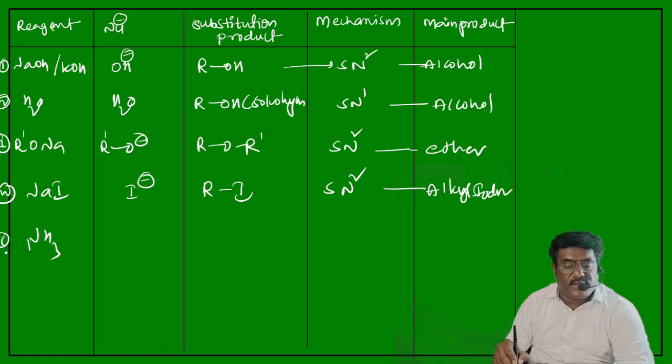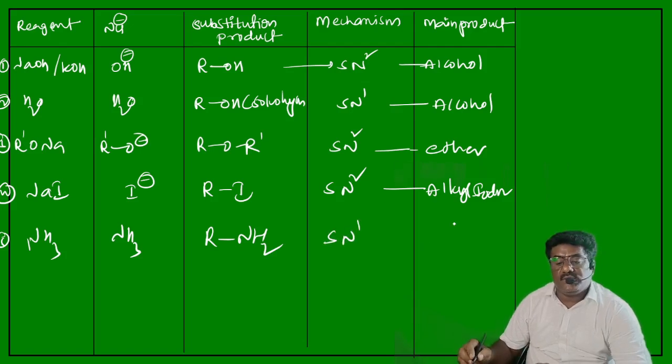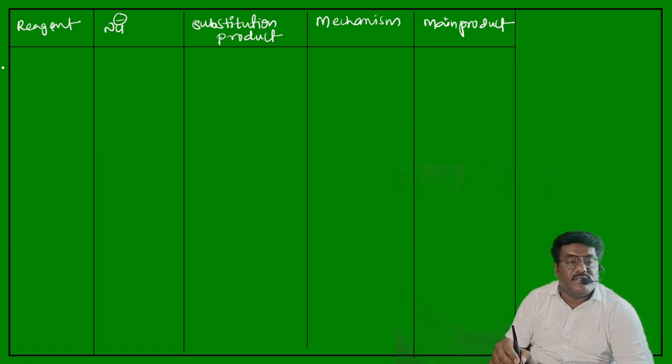Ammonia, NH3. What is formed? Amine is formed. RNH2 is formed. RNH2 means it is SN1. It forms primary amine. Have a look at the next reagent.